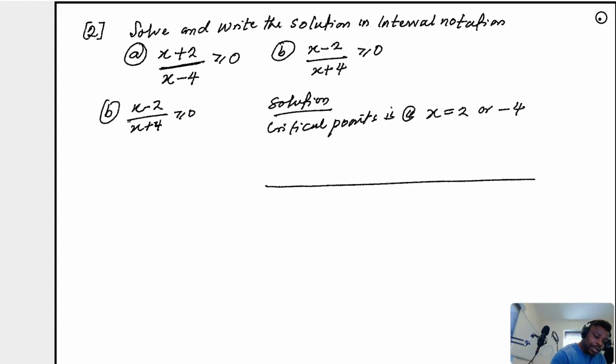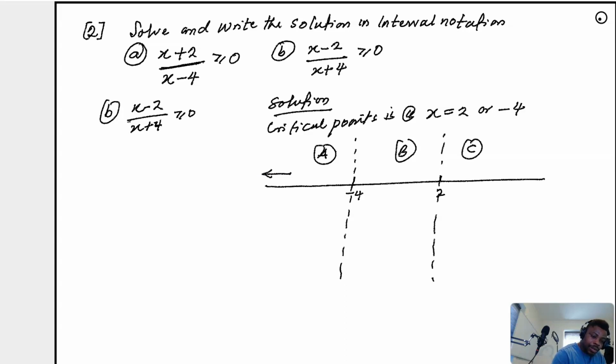The next thing is to put it on the number line. Okay, this is minus 4 and this is 2. So this is A, this is B, and this is C. So remember, this is continuous. This is also continuous. This is between this and this. Okay? So the interval here is minus infinity, minus 4. The interval here is minus 4, 2. And the interval here is 2 to infinity.